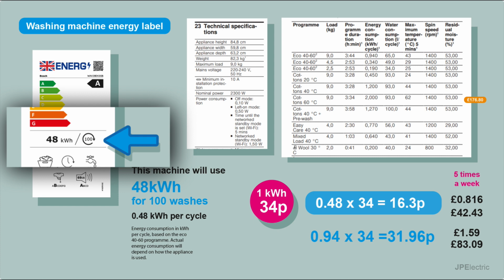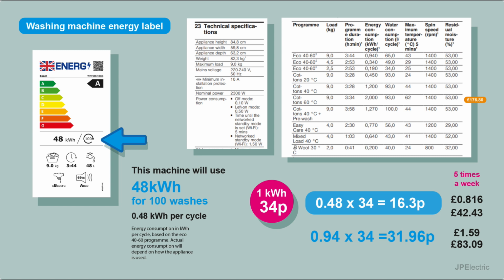So this is the energy label for a washing machine and the technical specifications from the manual. As you can see, it's 48 kilowatt hours for 100 washes, which works out at 0.48 kilowatt hours per cycle. As the units are already in kilowatt hours, all we need to do is times that by our tariff, which is 34p, and it works out at about 16.3p per wash on that particular eco cycle.